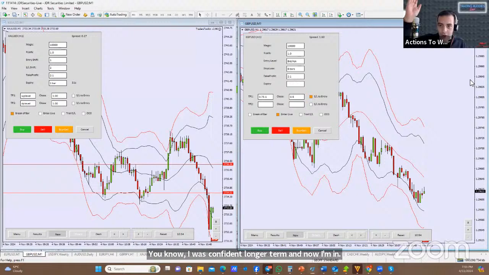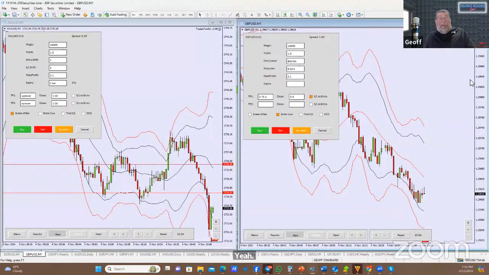Well, after it's blown up, after it's taken off, it's the same thing. You buy it when it's gone, when it's oversold. You sell it when it's overbought on the way back down, you know, during the retracement.